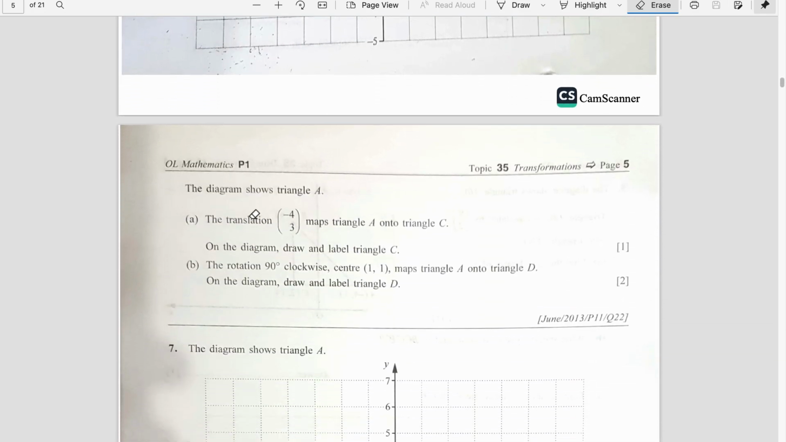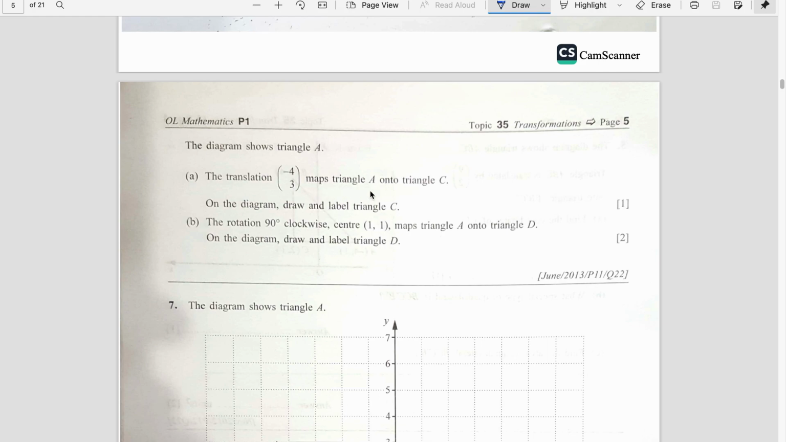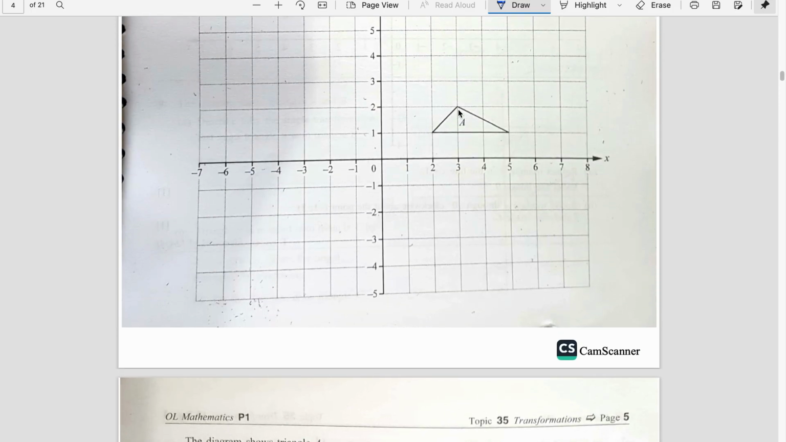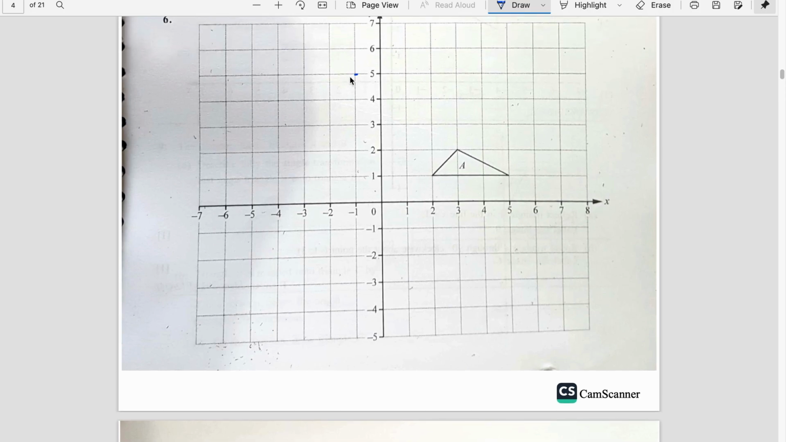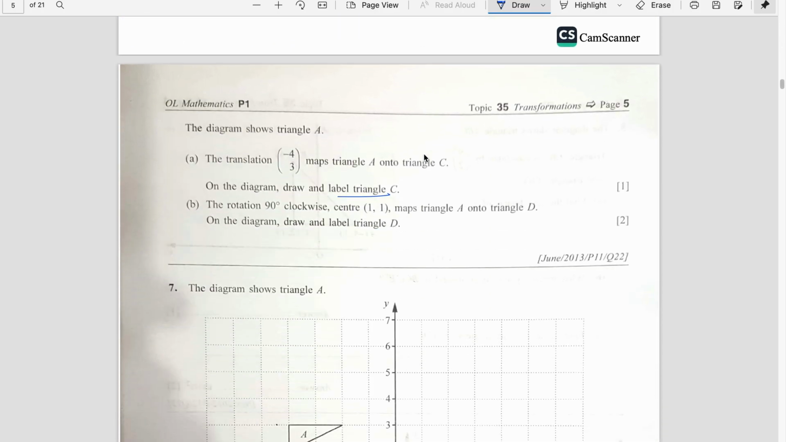Question number 6. The diagram shows triangle A. So we can see this triangle here. The translation minus 4, 3 maps A onto C. On the diagram, draw and label C. So this is minus 4, 3. Count every point. 1, 2, 3, 4, minus 4 and 1, 2, 3. So I have the first point. You don't have to actually count them literally. You can also just draw them by just looking at triangle A. Every point has been moved minus 4, 3.